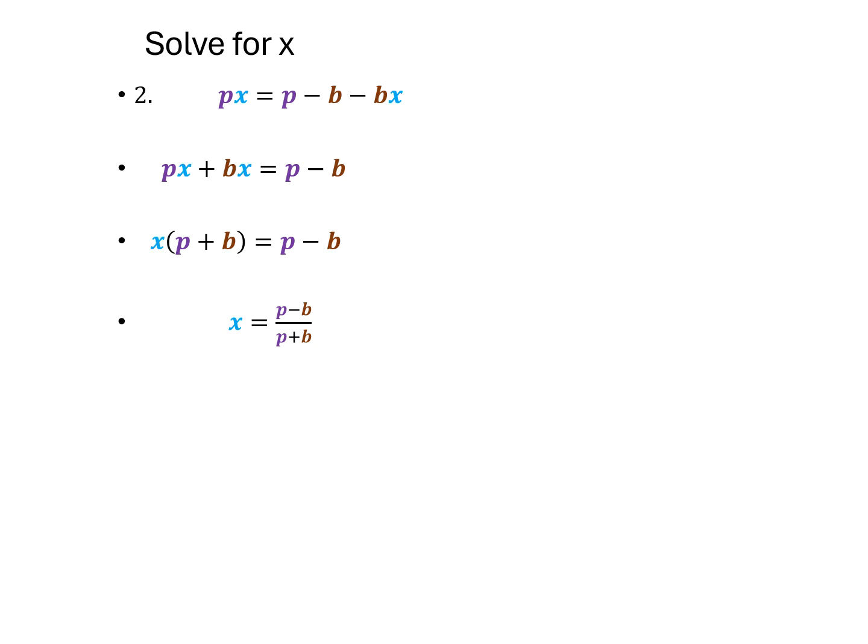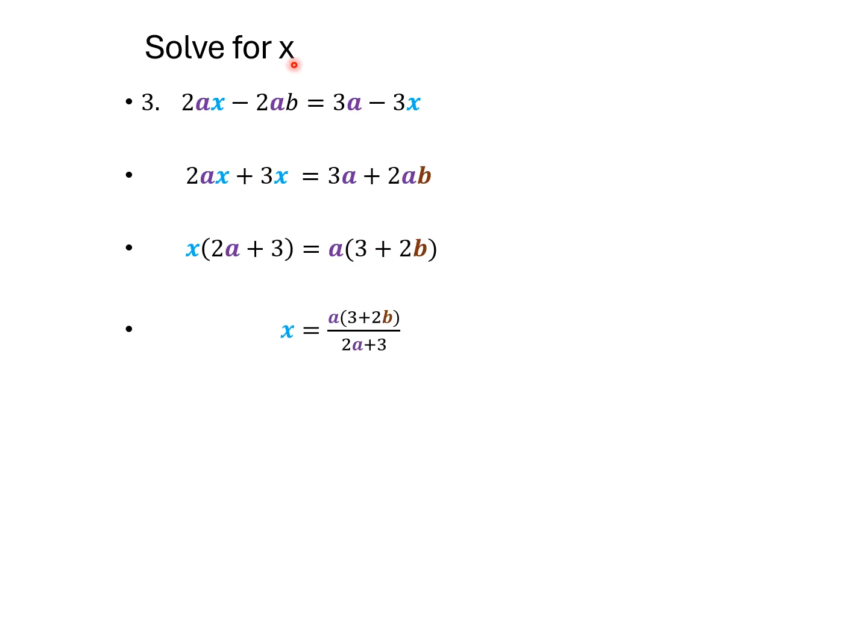Right, let's look at the next problem. Solve for x. We have 2ax minus 2ab equal 3a minus 3x. Again, because I'm solving for x, I put all my x's together. So 2ax plus 3x. Minus 2ab, I take to the other side, becomes plus 2ab. There in blue, you should be able to see that the x's are common factors. If I take out x as a common factor, 2ax divided by x gives me 2a.